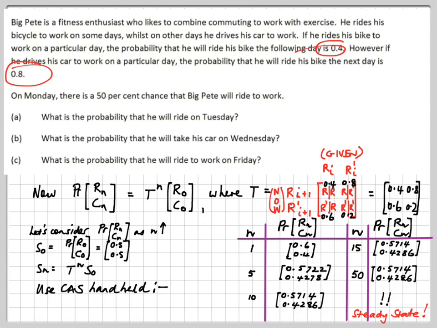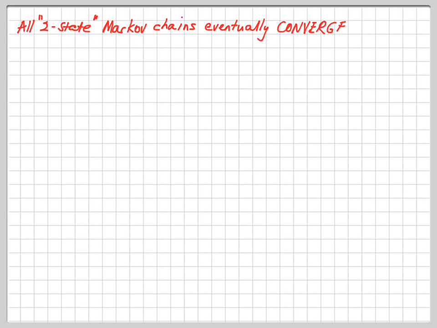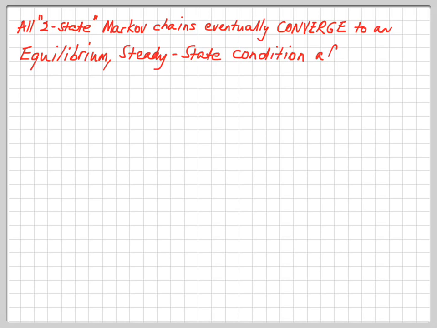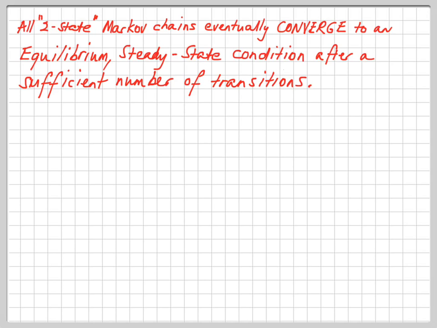That's what it is. It converges to an equilibrium. An equilibrium convergence point. Steady state. Aren't they interesting? And this only happens, guys, to two-state Markov chains, which is what we're dealing with anyway, so that's fortunate, isn't it? We're not going to do anything more than that. Okay, what do we got here? Now, we're saying that all two-state Markov chains eventually converge to an equilibrium, steady-state condition after a sufficient number of transitions, okay? Do you get that?